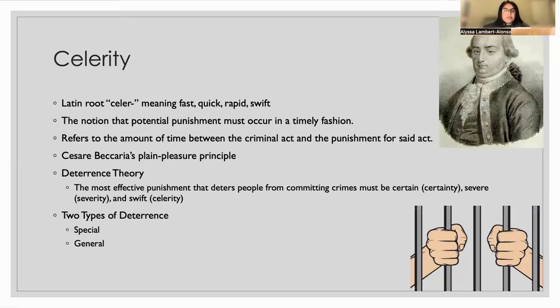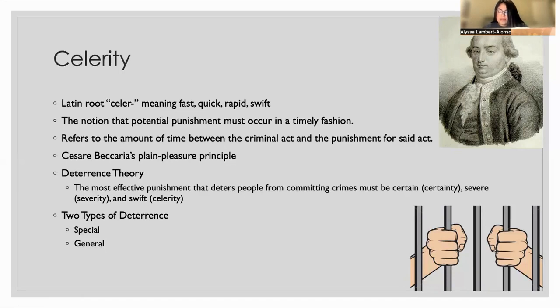So going back to the explanation for an effective punishment, celerity is one of the three characteristics that is needed for it to be effective under this theory. And so the first one is certainty, which is the notion that individuals need to be reasonably aware if they engage in a criminal act, they will be apprehended and punished.